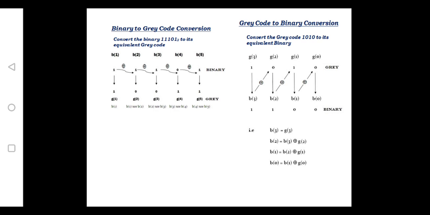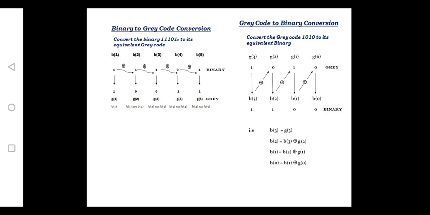In order to convert into binary, write down the MSB bit as it is, that is 1. Whatever the MSB bit which we got in binary, XOR that binary with the next bit of gray, that is MSB of binary XOR second bit of gray. So here the MSB bit of gray is 1. Here we are representing it as G of 3. As we are converting into binary, the result is B of 3. So B of 3 XOR with G of 2.